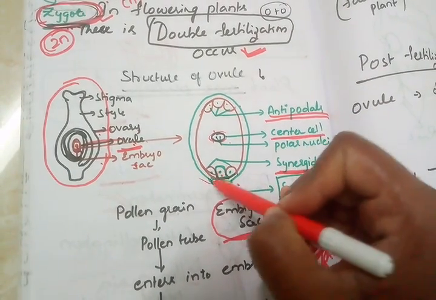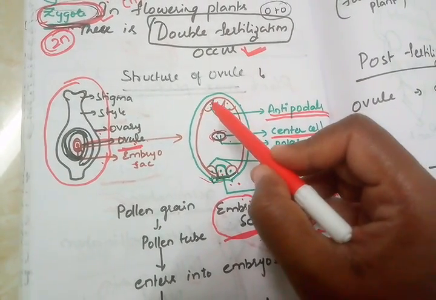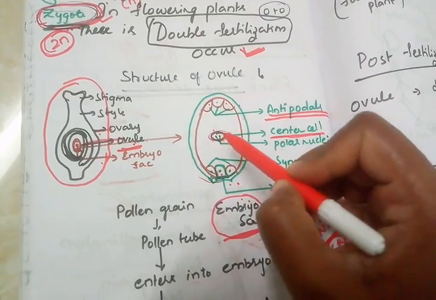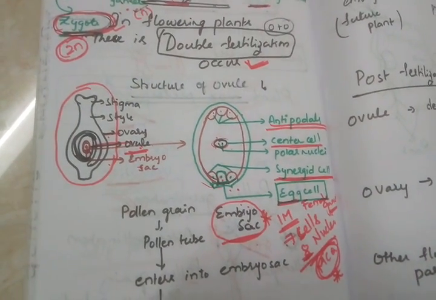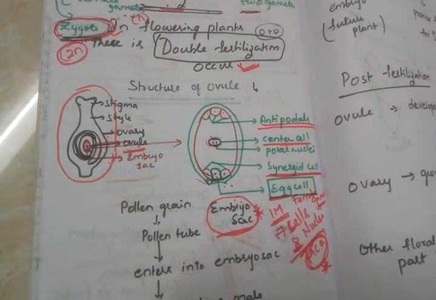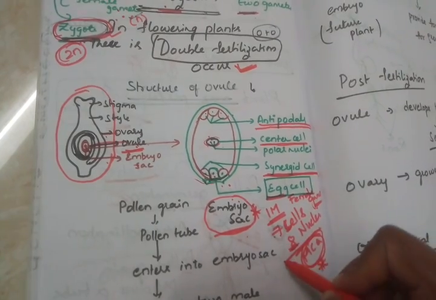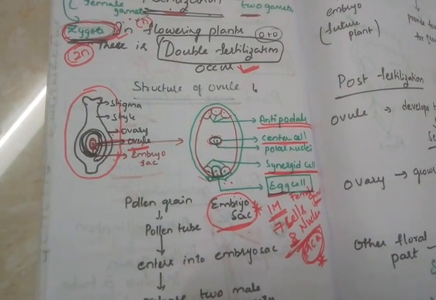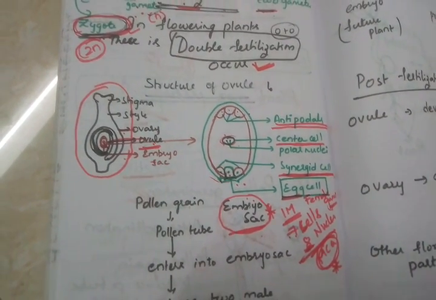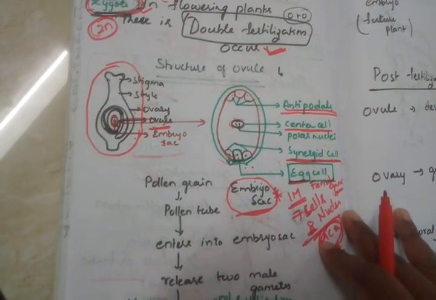1, 2, 3, 4, 5, 6 and 7 cells, and for the nuclei, 1, 2, 3, 4, 5, 6, 7 and 8. This is the structure of the embryo sac. It is an important 1-mark question and an important MCQ. Everybody should remember this structure. Now we'll see how fertilization takes place.